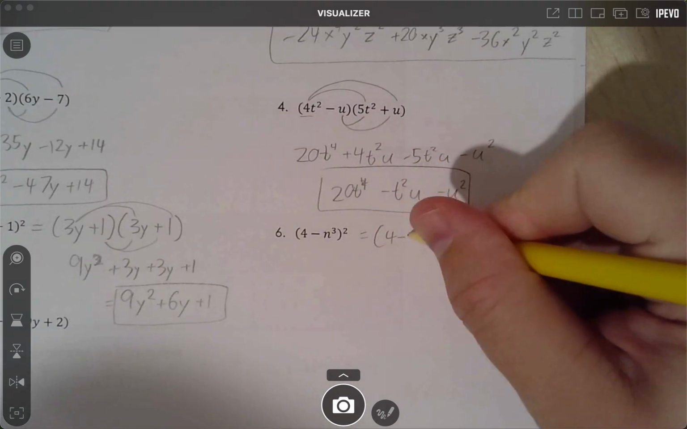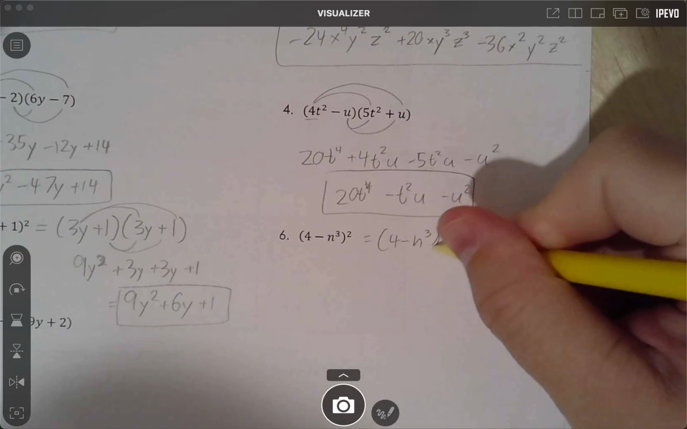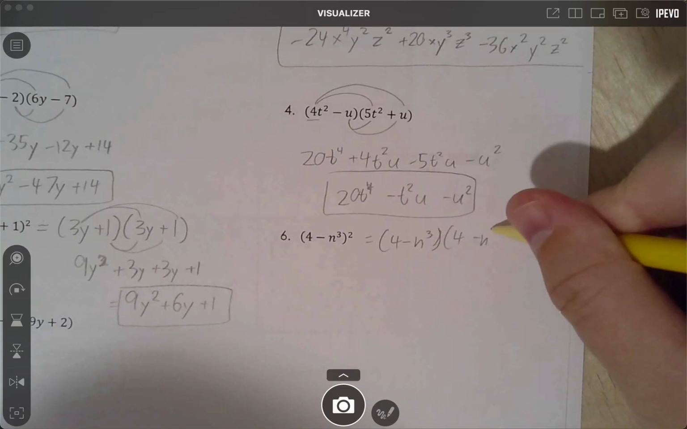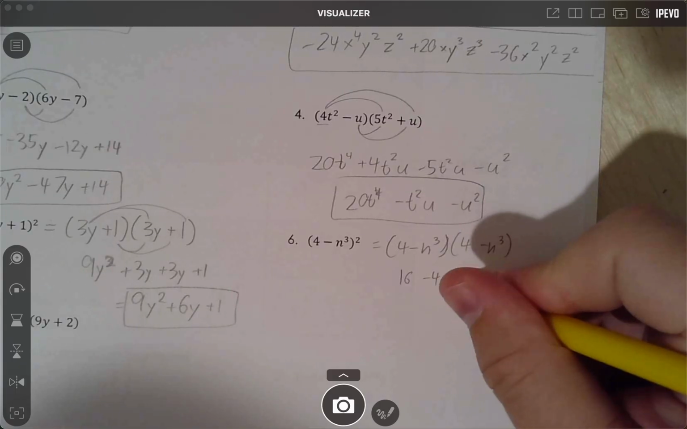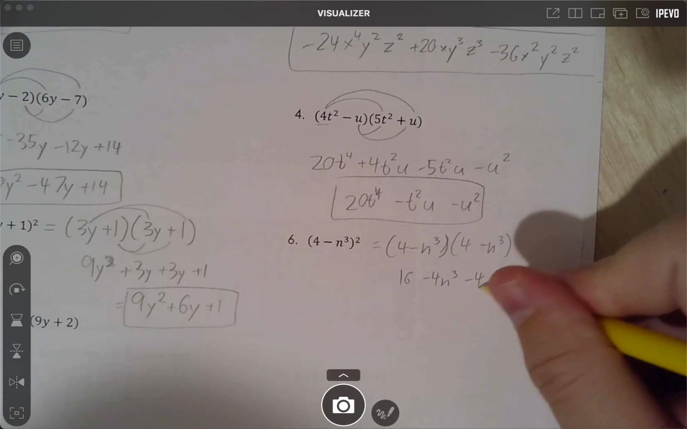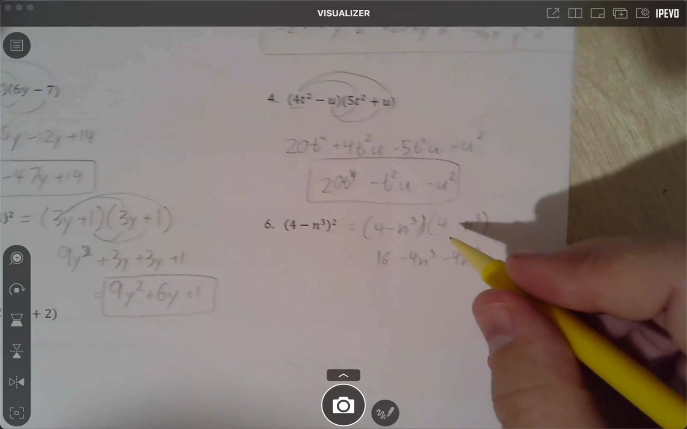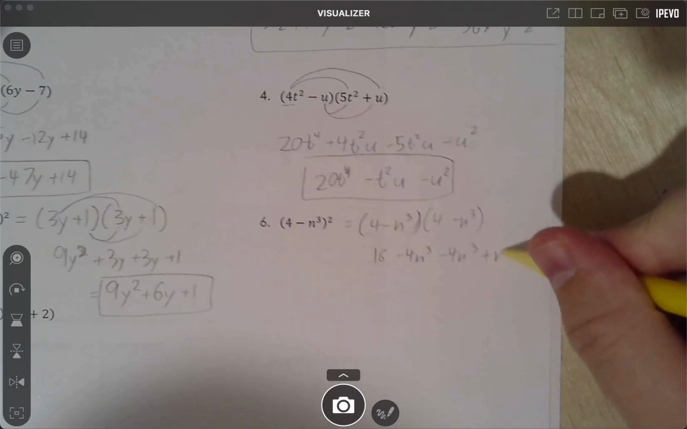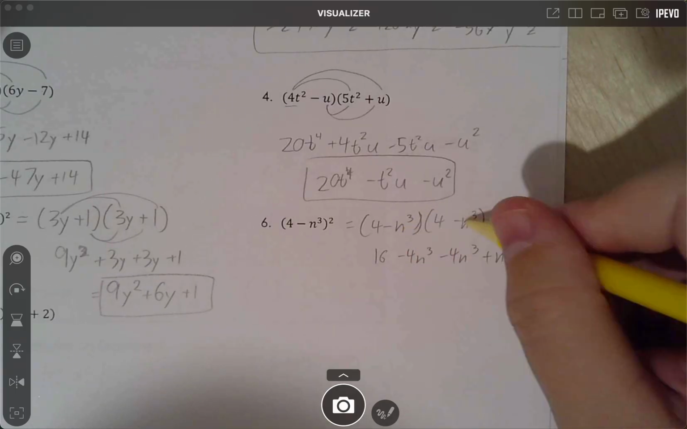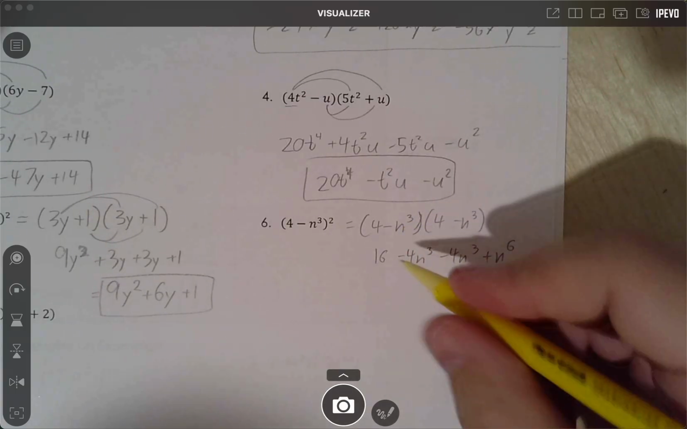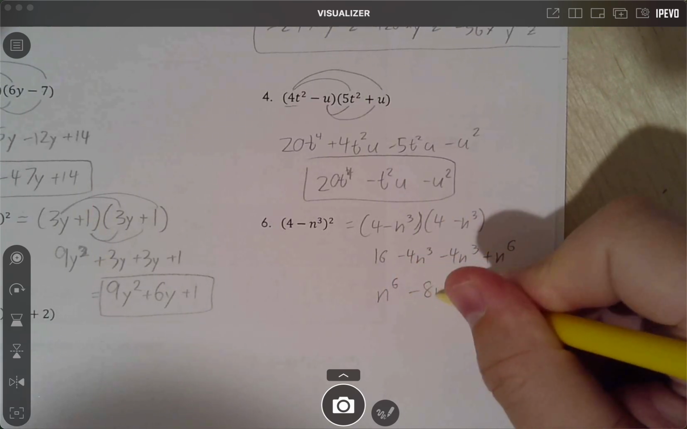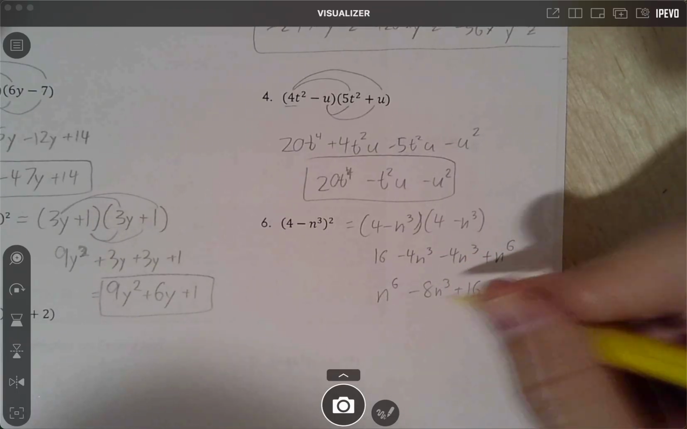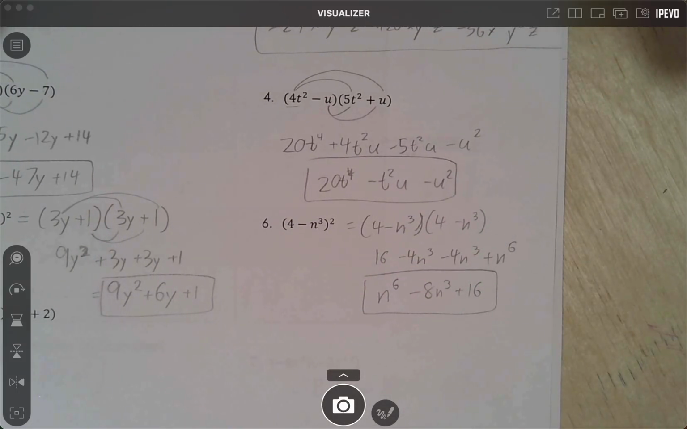Again, step 1 is realizing we can't be lazy. We have to write this out twice. And so 4 times 4 is 16. I've got a negative 4n cubed. I've got another negative 4n cubed. And I've got a positive n to the 6th because my bases are multiplying, so my exponents are adding. If I combine those and reorder them, why not? I get n to the 6th, negative 8n cubed, plus 16. Usually we write our final answers, or we rewrite our polynomials from highest degree to lowest degree if we can.